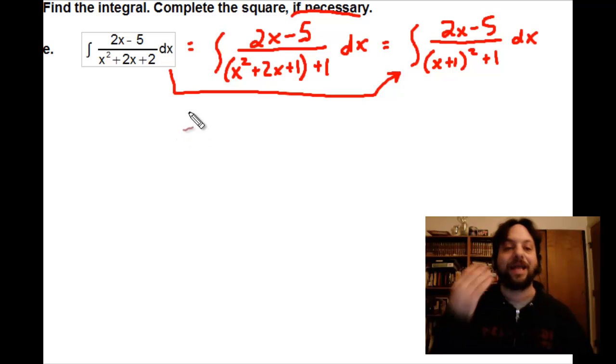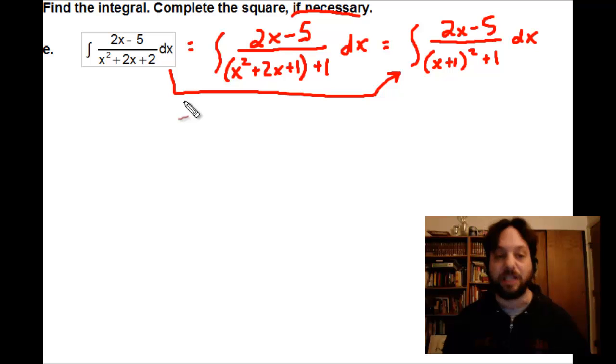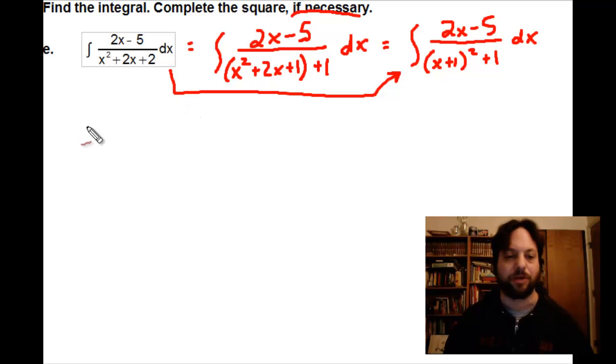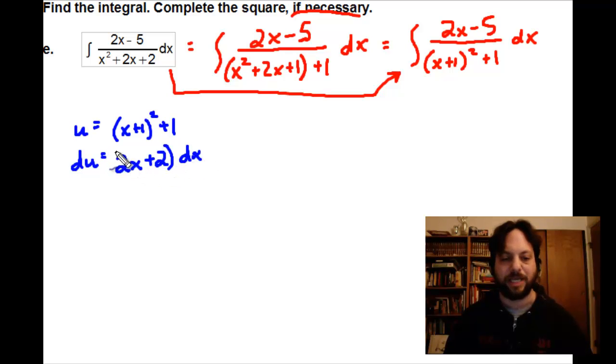Now, at this stage, we have to go back to the last example we did and see that it's in fact very, very, very similar. In this situation, if I let u be the denominator, that will be quantity x plus 1 squared plus 1, which means that du is going to be 2x plus 2. And of course, there's my dx.